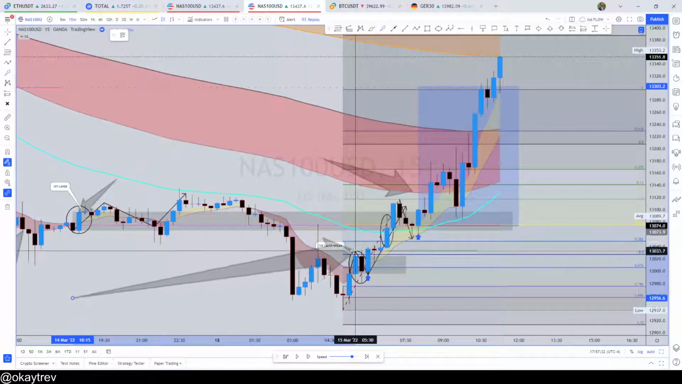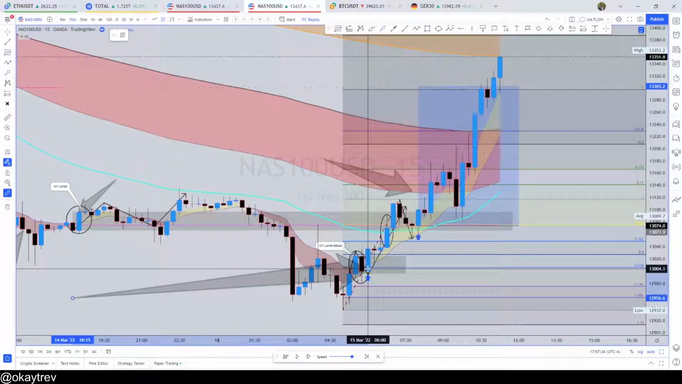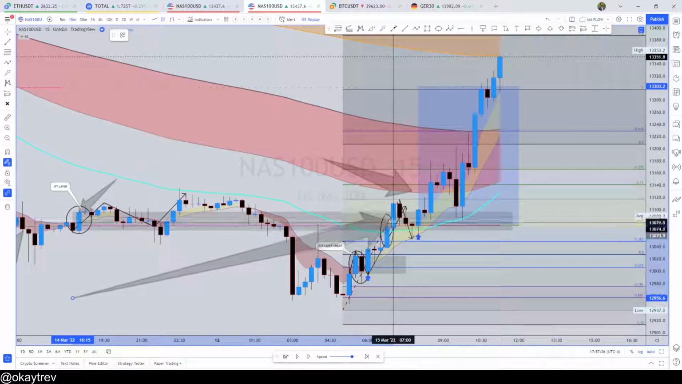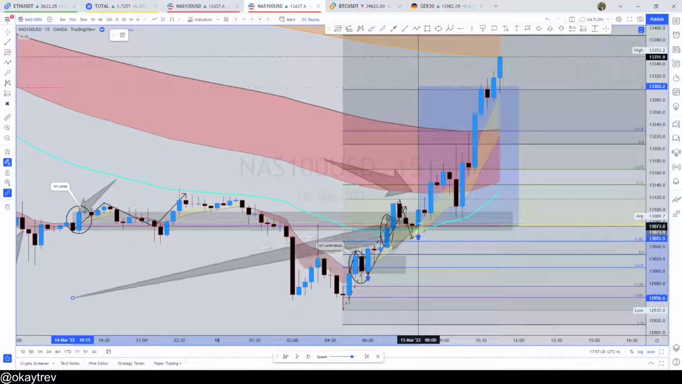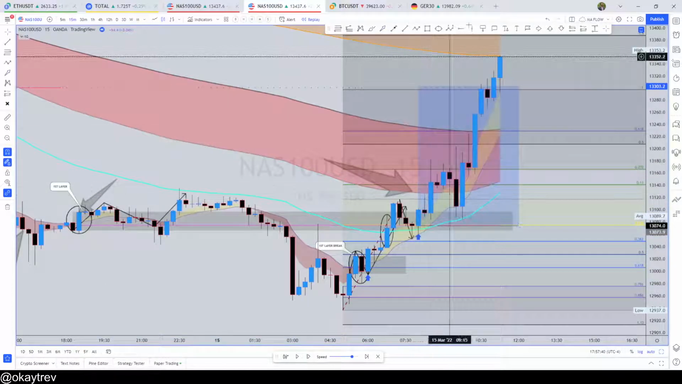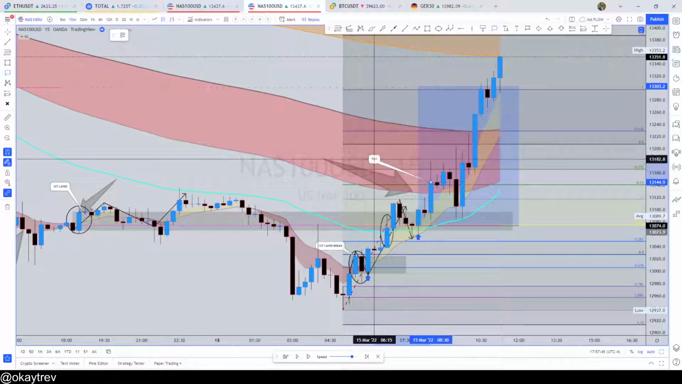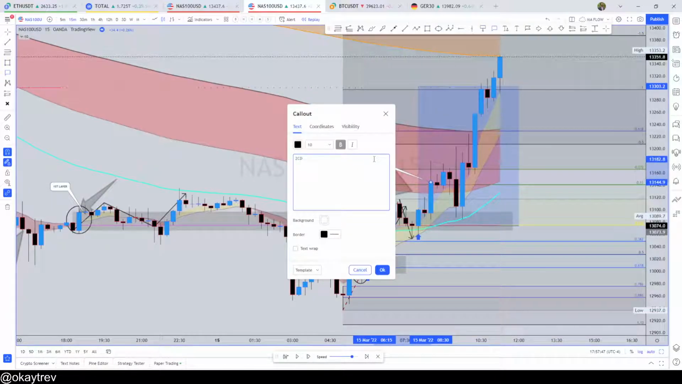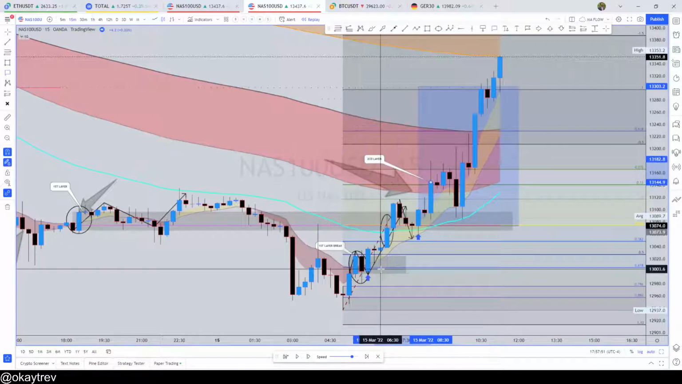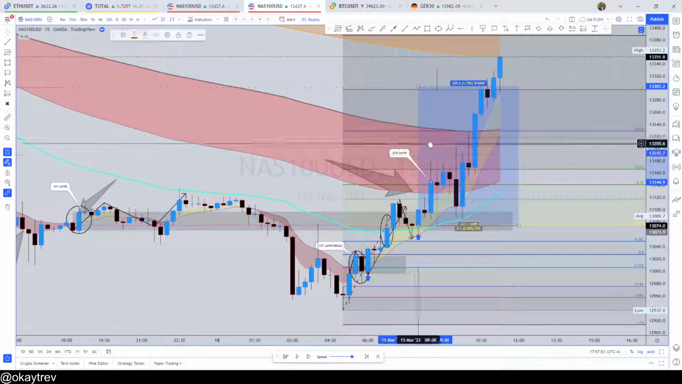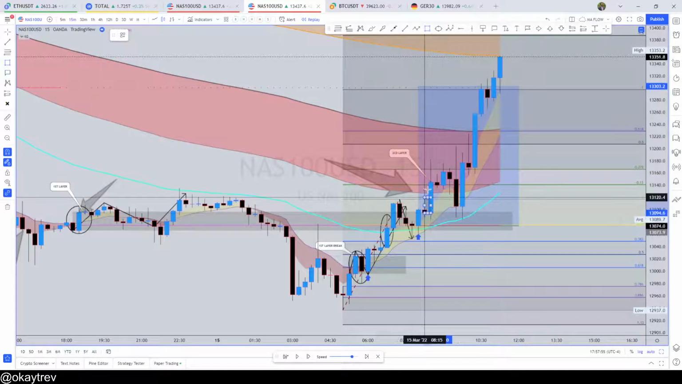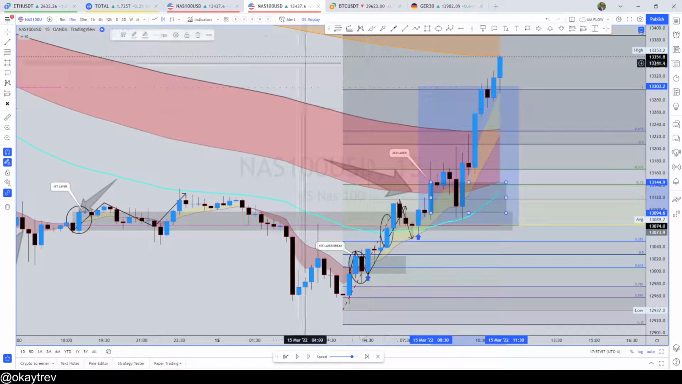Tested this first layer, broke it, retested, successful break. Successfully coming up to the 50 EMA, break, retest, boom. Here is our second layer. This right here is our second layer. And on that second layer, the same thing. Remember, break, retest. Price broke, came back, retested.